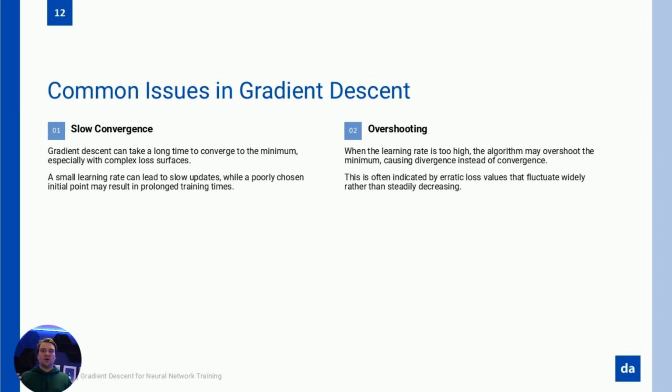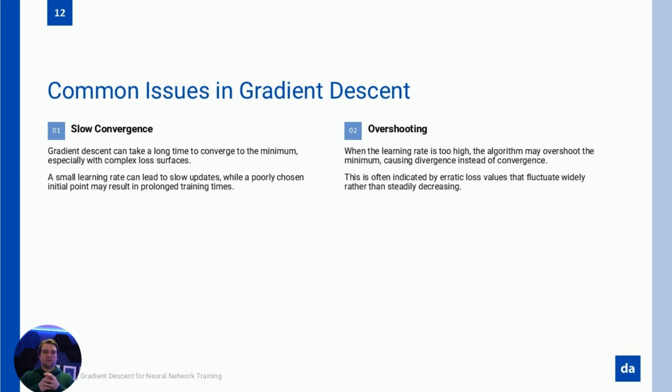First, let's talk about slow convergence. Imagine trying to cross a desert while walking at a snail's pace. It's exhausting, and it feels like you'll never reach your destination. That's exactly what happens when the learning rate is too small or the initial weights aren't well chosen. With a small learning rate, gradient descent takes baby steps, inching toward the minimum. While it might get there eventually, it could take an eternity, especially when navigating a complex loss landscape full of hills, valleys, and plateaus. This often results in prolonged training times, which isn't ideal when resources are limited.